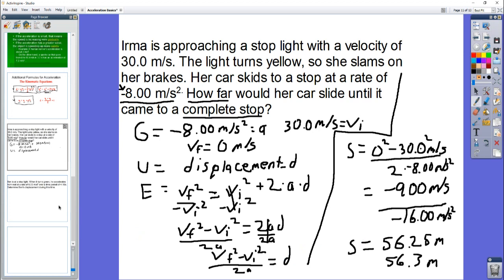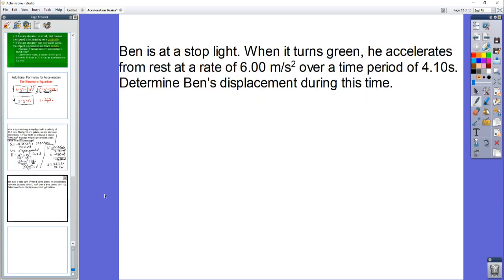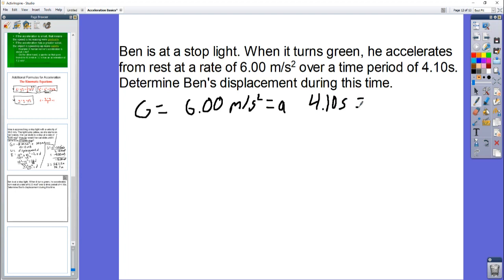All right, let's try one more. Ben is at a stoplight. When it turns green, he accelerates from rest at a rate of 6.00 meters per second squared over a time period of 4.10 seconds. Determine Ben's displacement during this time. All right, so GUESS. What are we given? Well, we're given 6.00 meters per second squared, and that's acceleration. We're given 4.10 seconds, and that's time.